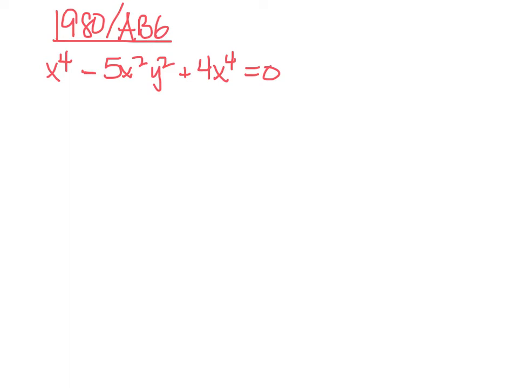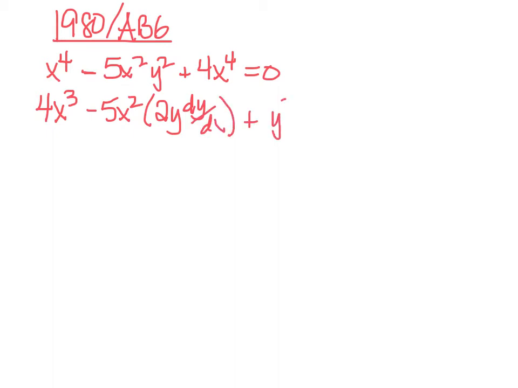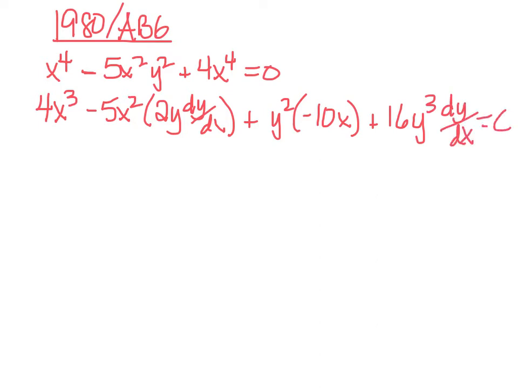Okay, so for part A, we're going to start by doing some implicit differentiation. So we're going to get (4x cubed minus 5x squared) times 2y dy/dx, because I'm taking the derivative of a y. And I'm going to do product rule here. So plus, I'm going to do the second, which is y squared, times the derivative of the first, which is negative 10x. Plus, and then we've got 16y cubed, again the derivative of a y, so dy/dx equals 0.